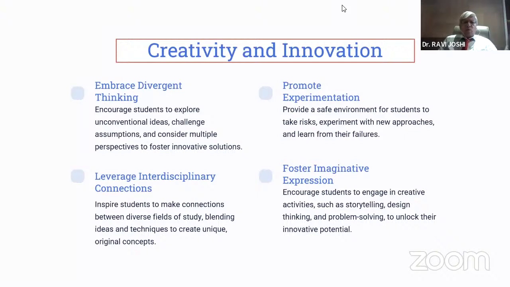Then obviously we have to leverage interdisciplinary connections. That is very important, that students must have a diverse field of study, blending their ideas and techniques with the original concept. The same example I have given. You can encourage students while teaching only. Whatever I am telling you, my dear professors, it is not to be conducted separately. You prepare your instructional system design and lesson plan in such a fashion that, for the content I am teaching, you know what concepts, principles, theories, and skills can be developed. And obviously, we have to go with this systematic planning, which will help in the development of students.